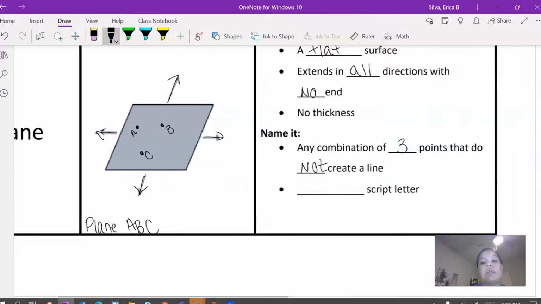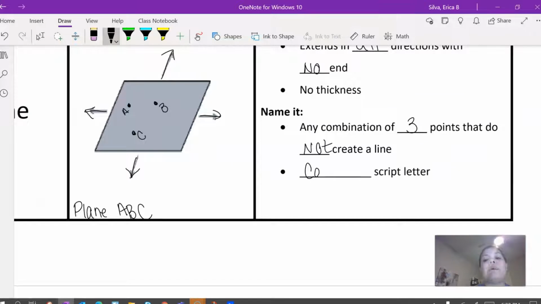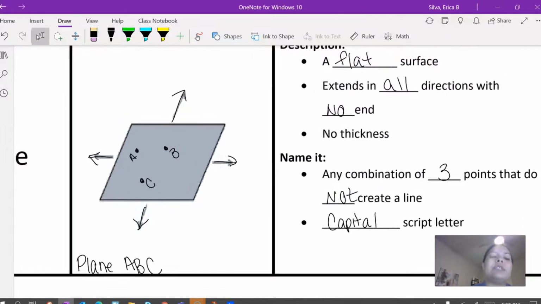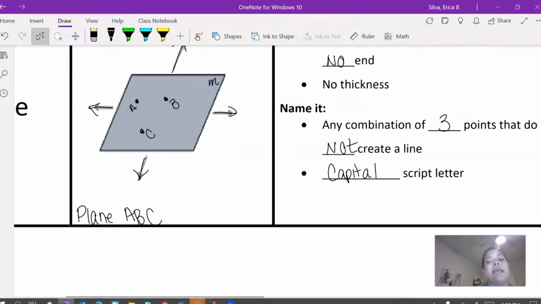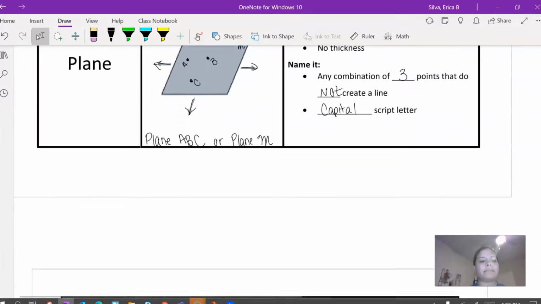Another way we can also name a plane is by using a capital script letter. That capital script letter is usually found in the corner, and I'm going to call this plane M. My script letter there, all fancy.